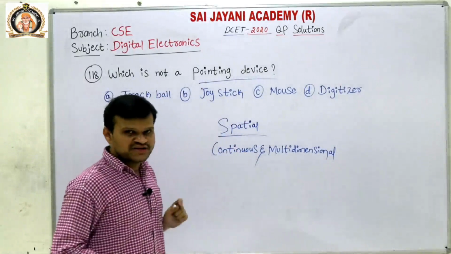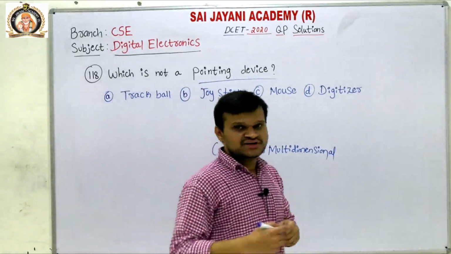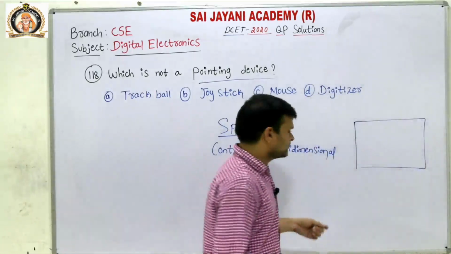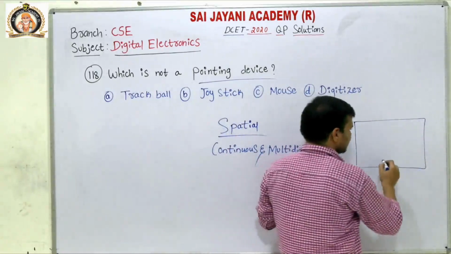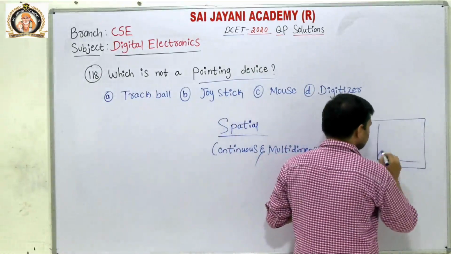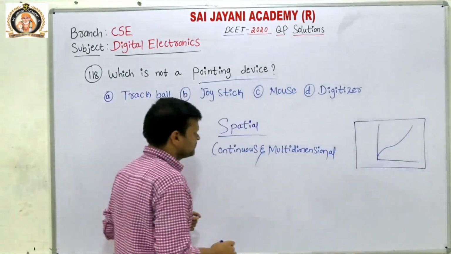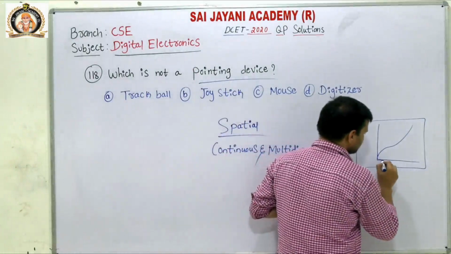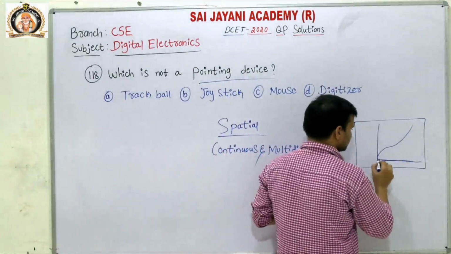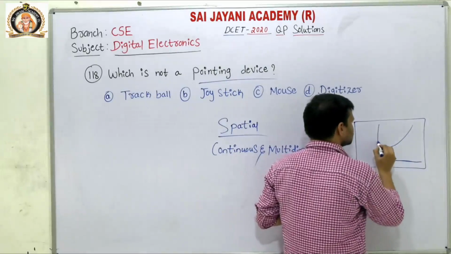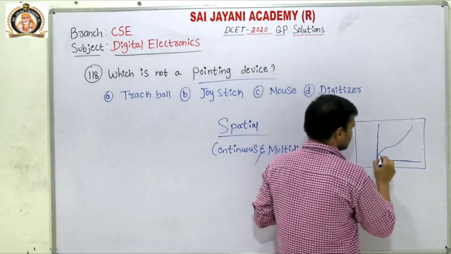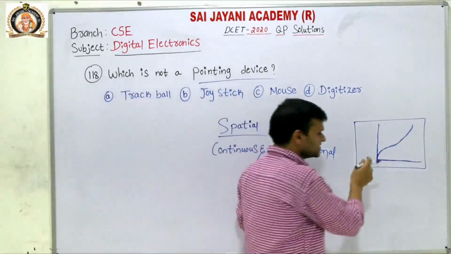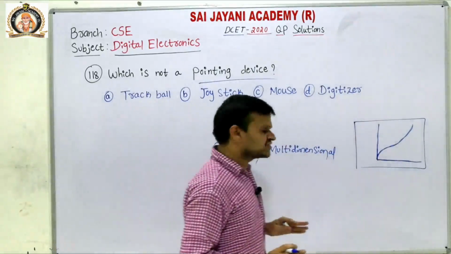By using the pointing device, the pointer or the cursor can be moved on the screen wherever we want. That means the cursor can be moved in x direction, y direction, in xy direction, so that we are giving continuous data. Here the cursor is moving continuously in the x direction. Here also the cursor is moving continuously in the y direction. Here also the cursor is moving continuously in xy direction. That means here the cursor is moving continuously in all the directions.